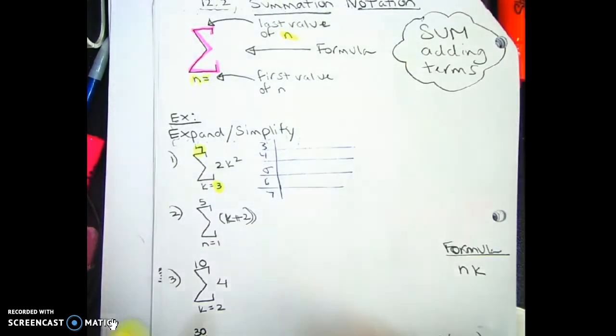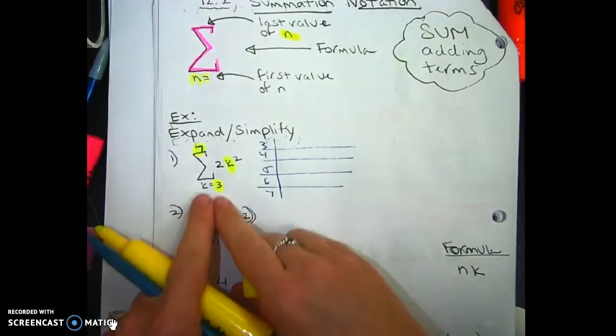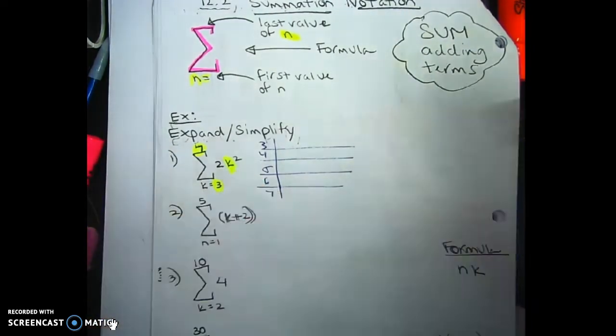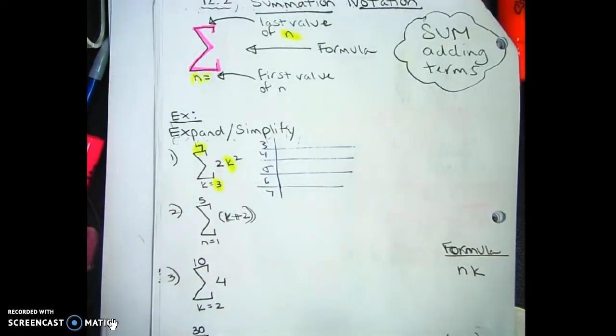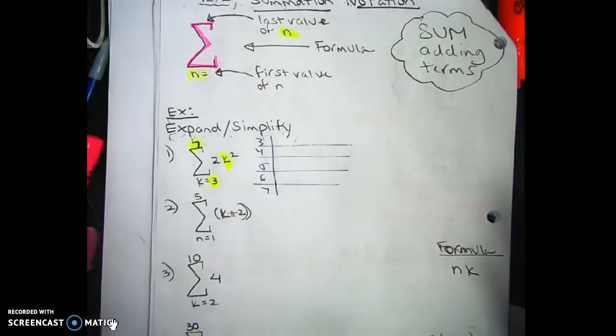And what I'm going to do is you'll notice it isn't an N this time, it's a K. That's okay, no pun intended there. If this is a K and that's a K, we're good. If this is an N and that is an N, we're good. Normally the letters that are used are N and K.